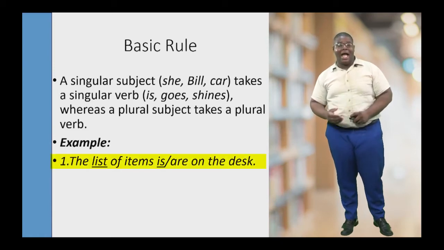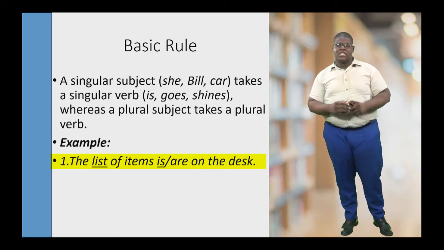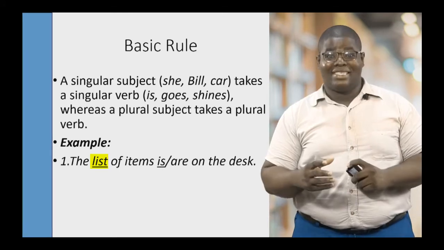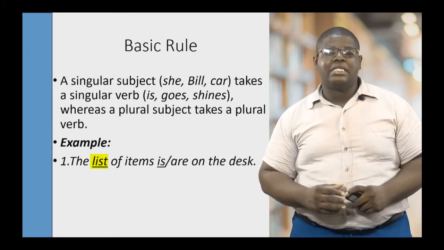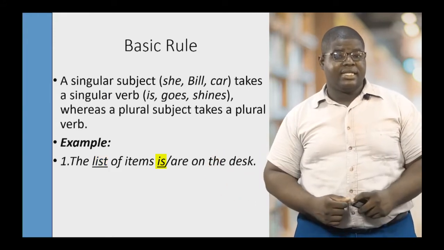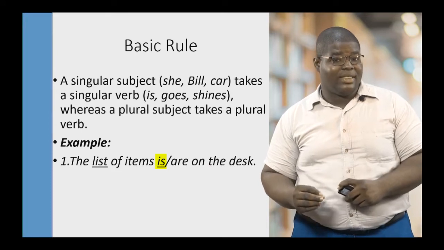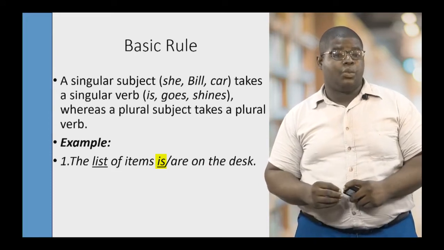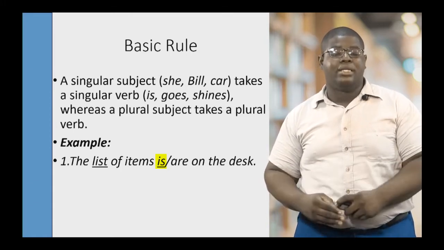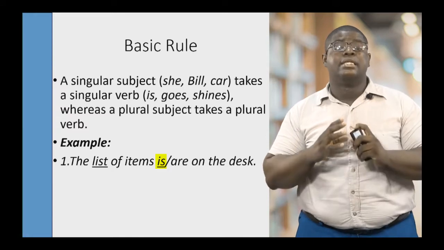The list of items is or are on the desk. Now we have a subject, list. Now is list singular or plural? It's singular, all right. So if it's singular, it must take a singular verb. Now in this case, the singular verb, as I said, is the one that ends with the S. So the singular verb would be is. So the list of items is on the desk because the list is singular.